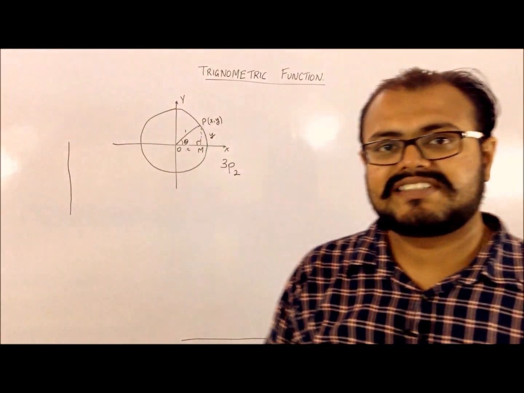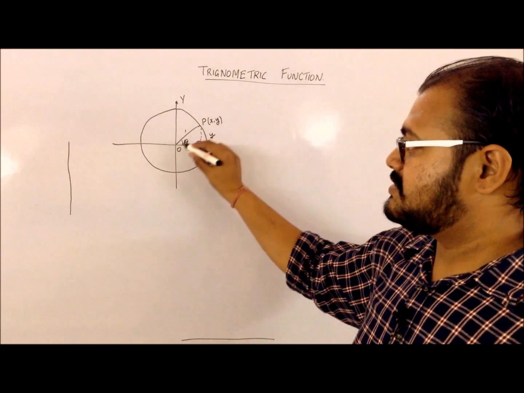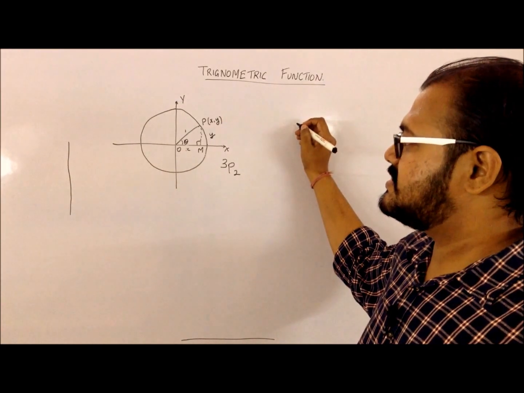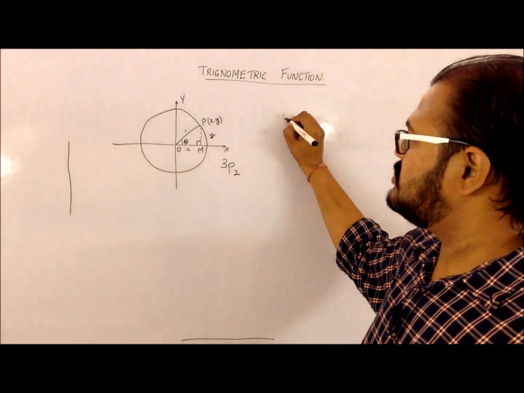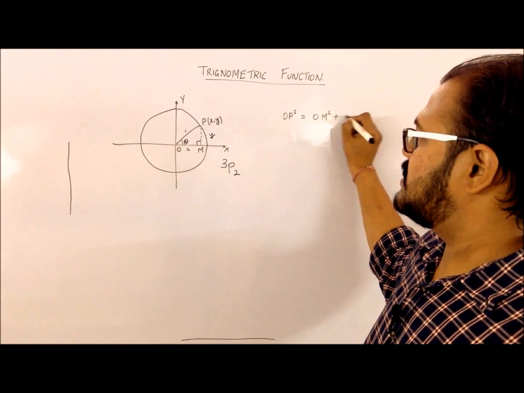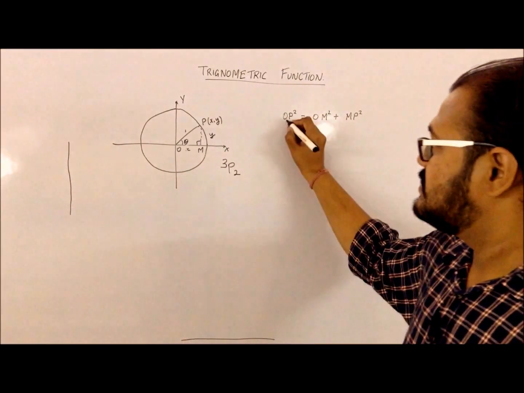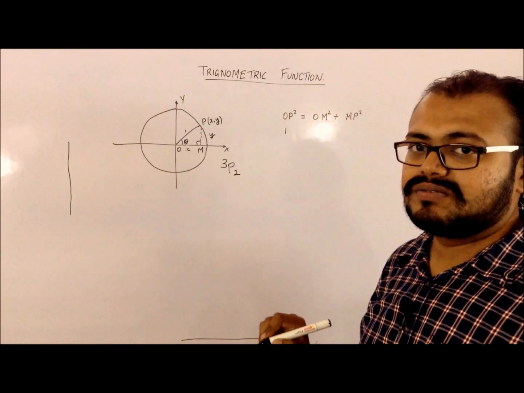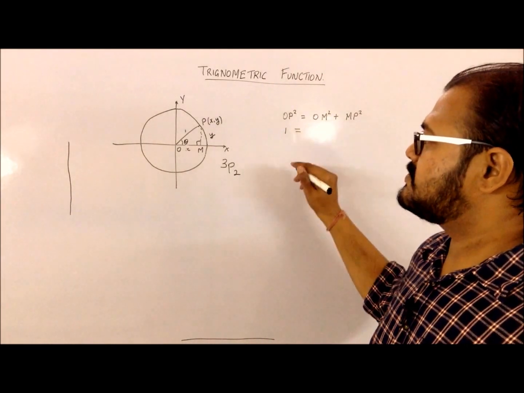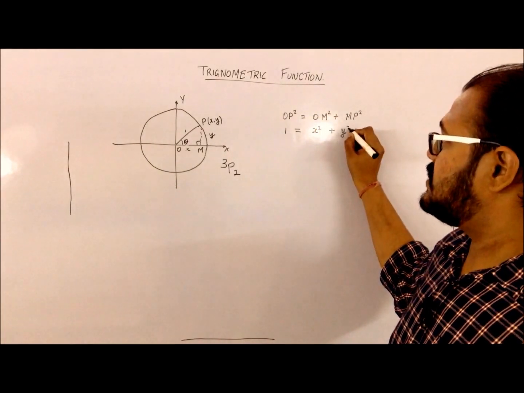The other set of important results are called trigonometric identities. Whenever you are having a right angle triangle, it is much easier to apply the Pythagoras theorem. So for this triangle, it is going to be OP square equals OM square plus MP square. I hope you know what is Pythagoras theorem, which is done in your school levels. So OP square has a value 1, OM square has a value x, and MP square has a value y.